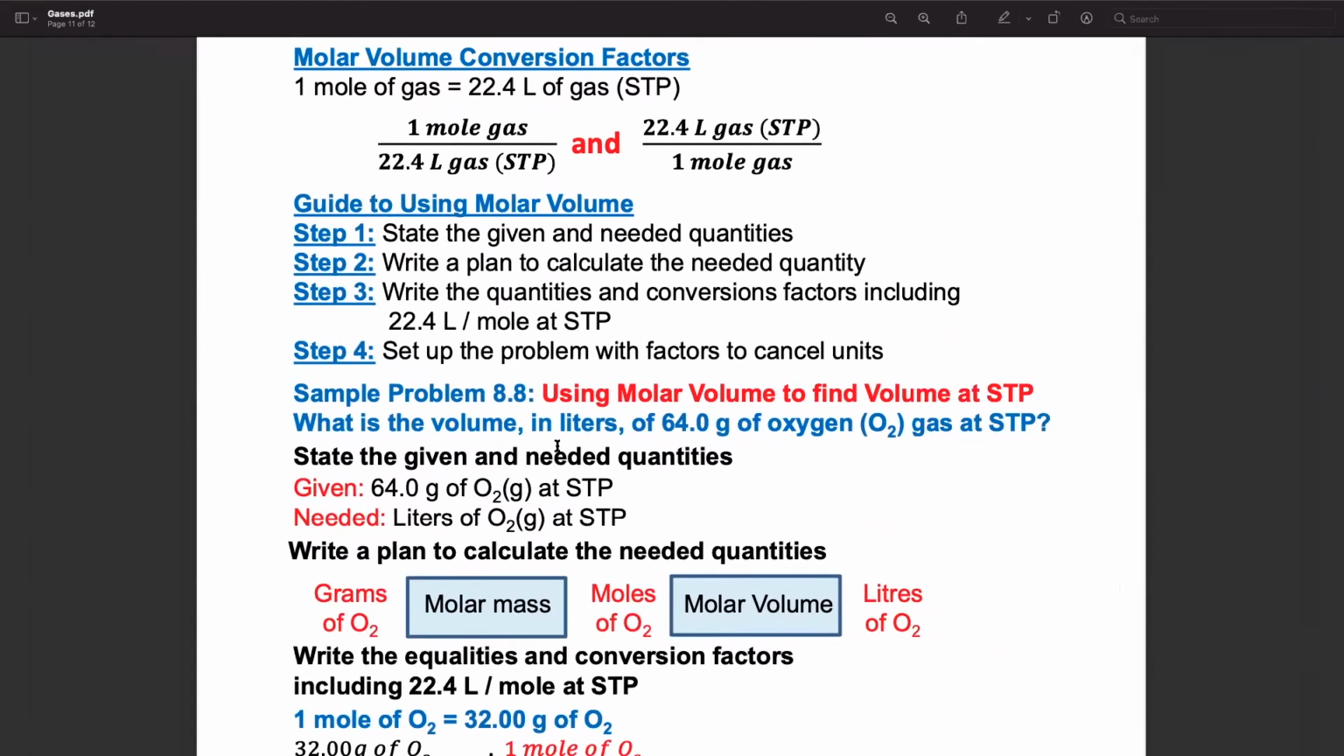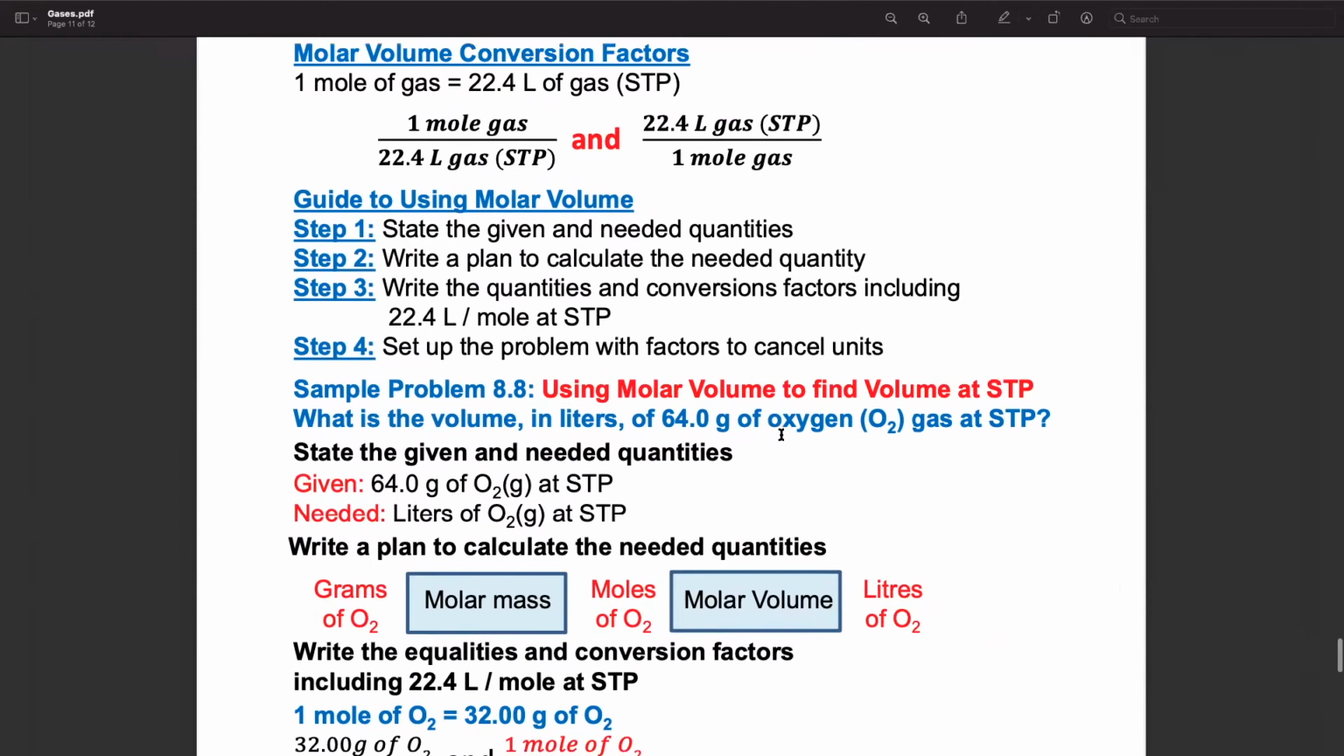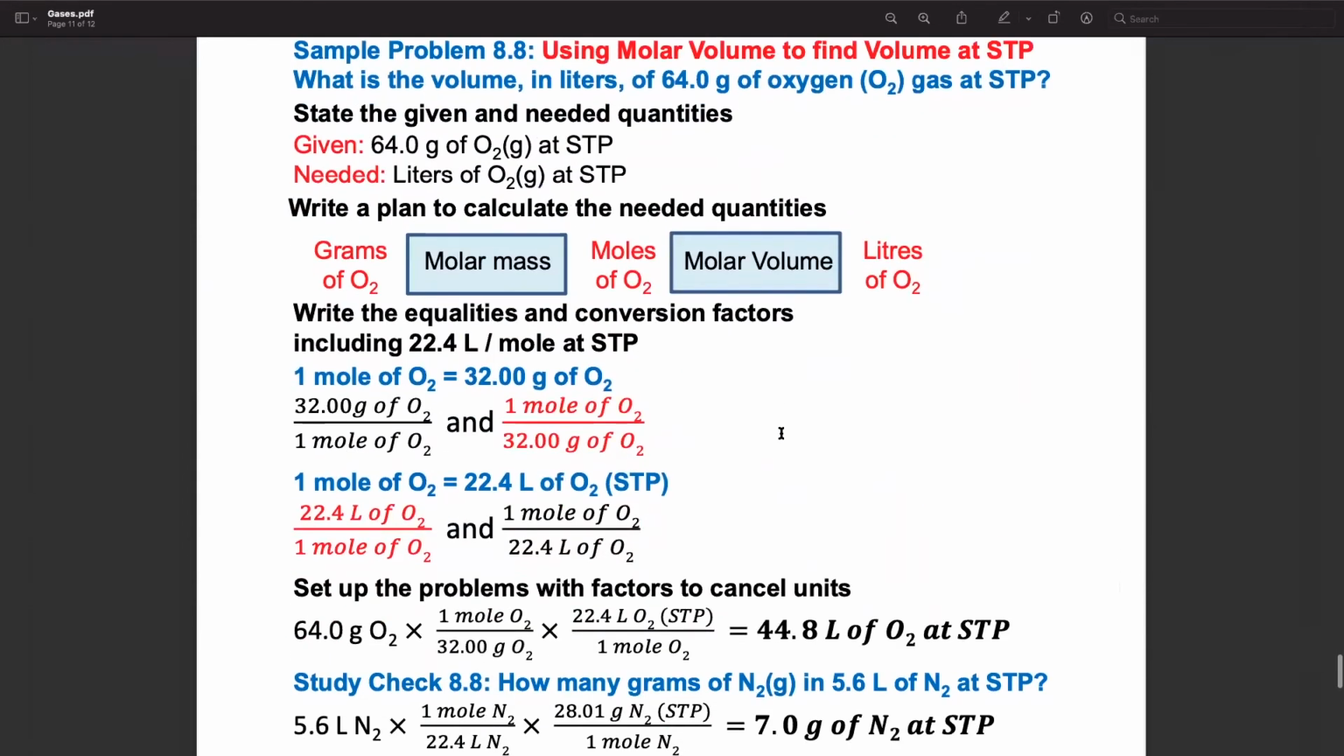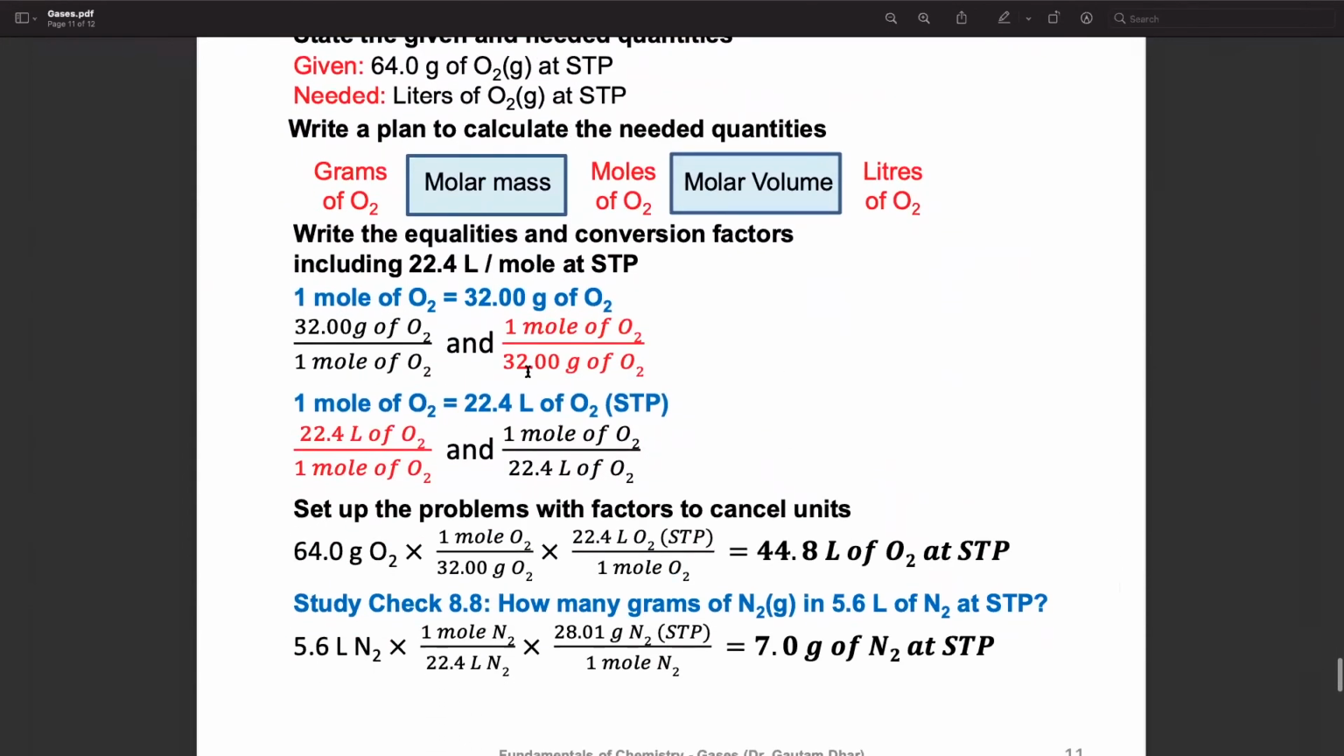What is the volume in liters of 64 grams of oxygen? Now we cannot use it as grams, right? So we have to go from grams to moles, and then use molar volume to go to liters. So you have two conversion factors here, and these are the two conversion factors.